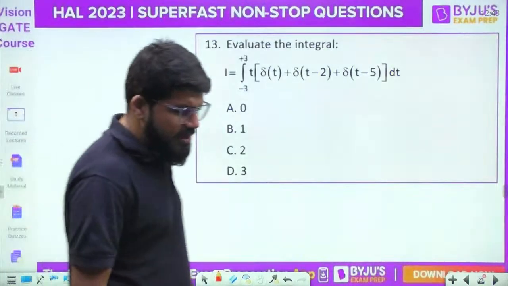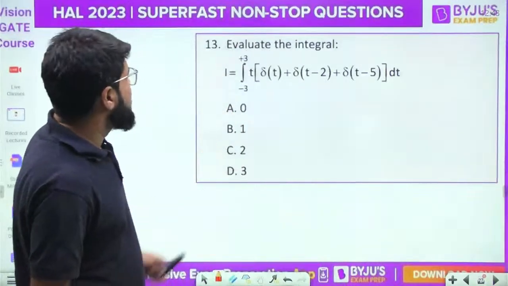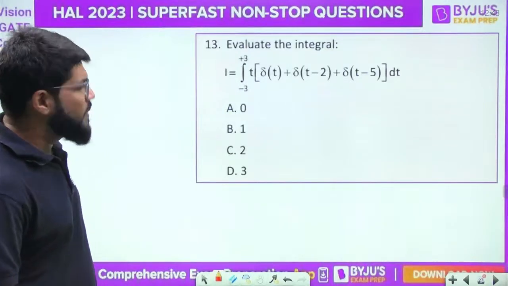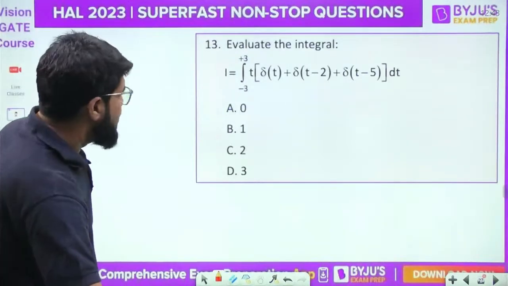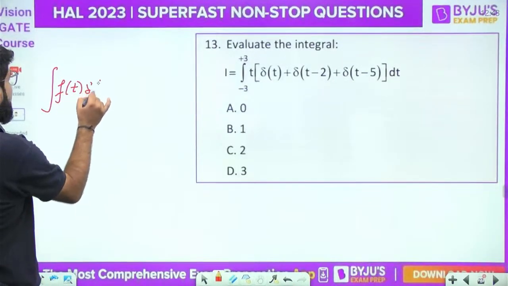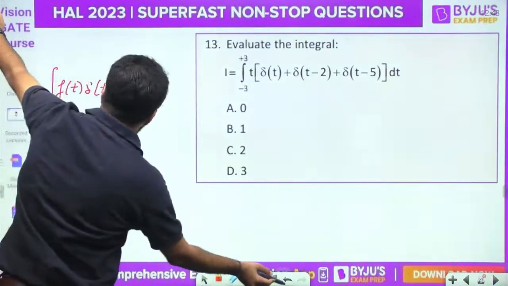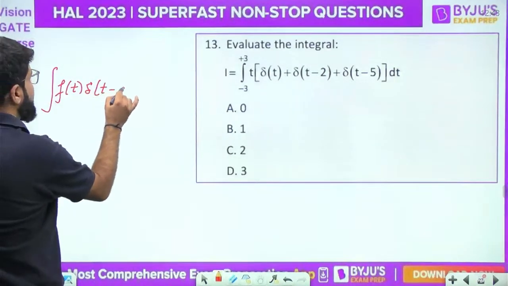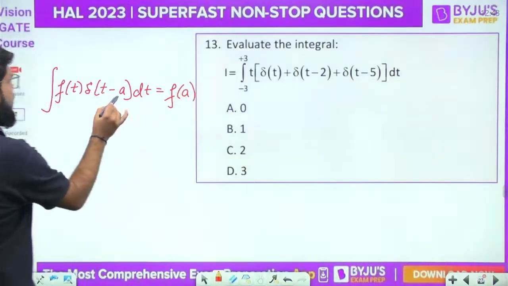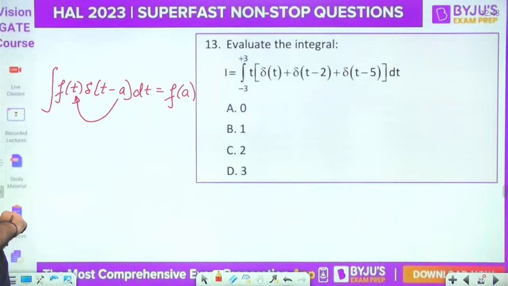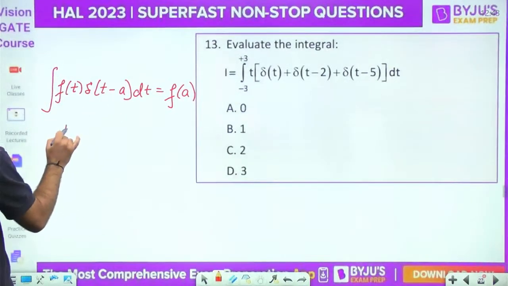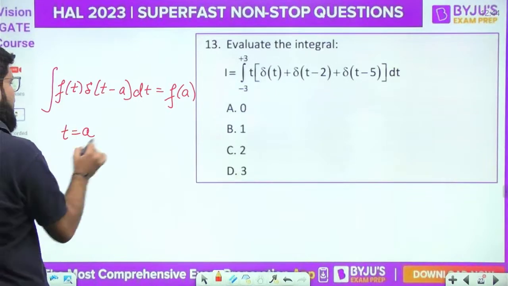Okay, some fundamental signals question. I have an integral of minus 3 sec 3t delta t plus delta t minus 2 plus delta t minus 5. Now we can directly use the property that whenever there is a function f(t), the integral of f(t) into delta t minus a dt is given by the formula f(a). You can put t equal to a inside the function, but provided the limit t equal to a is within the limits.